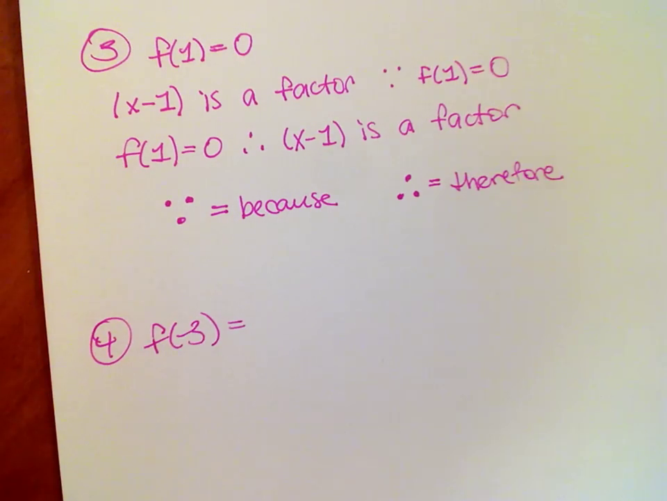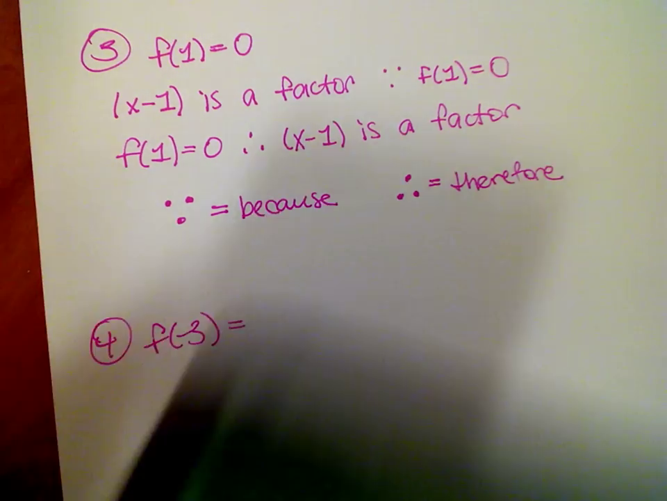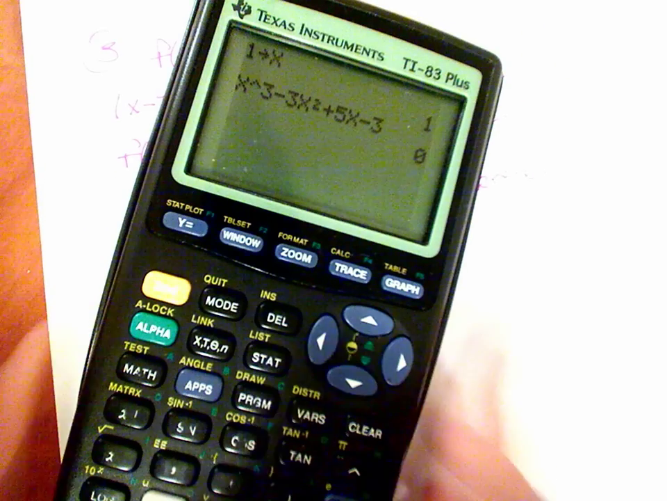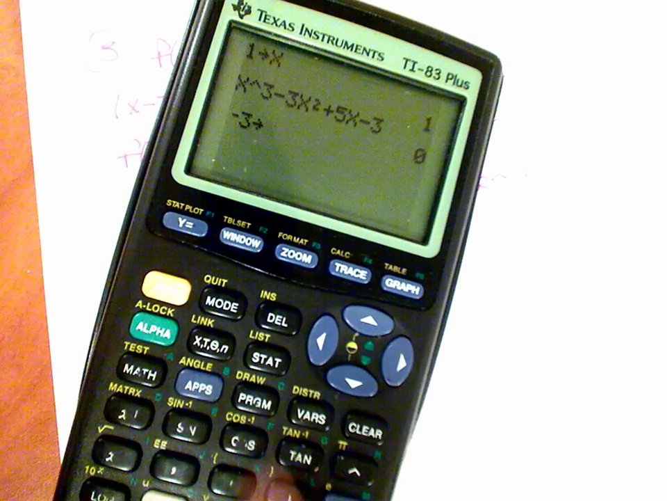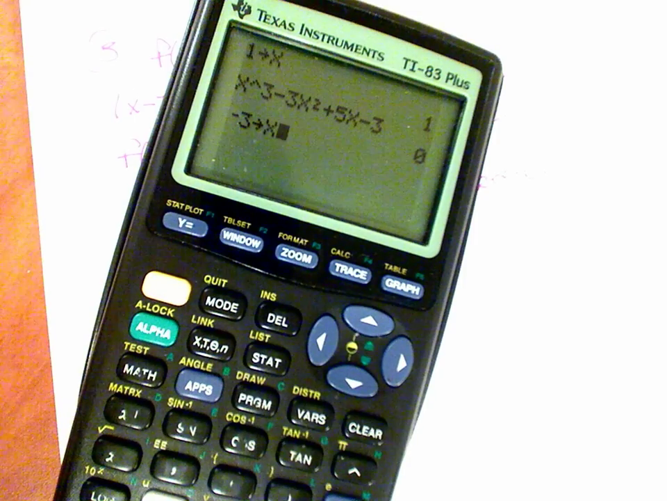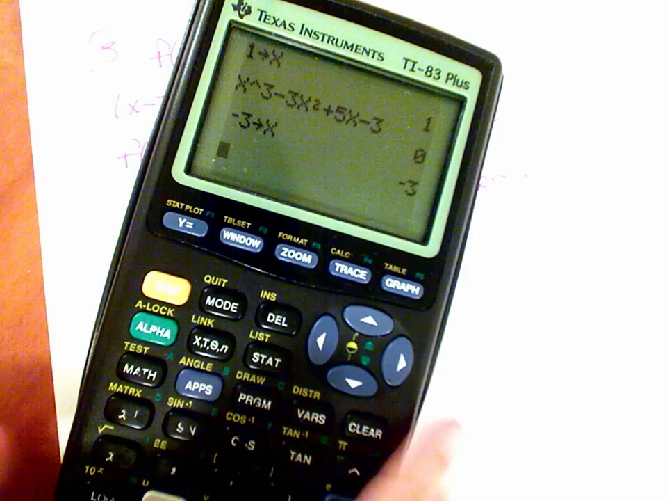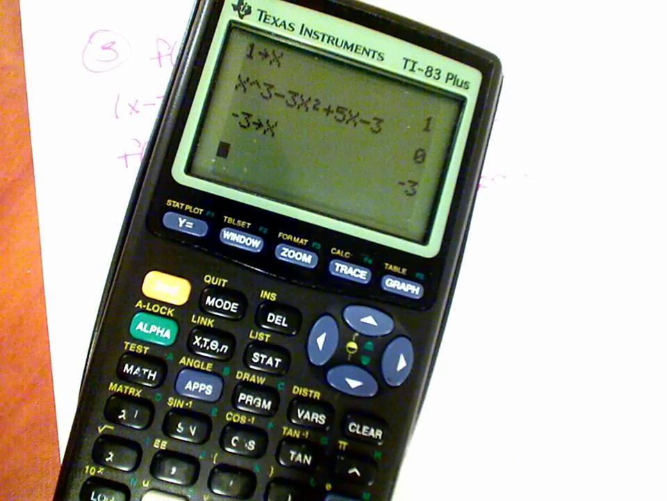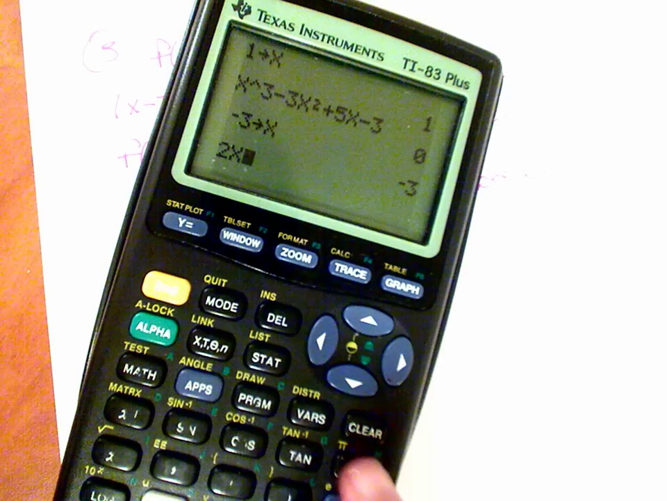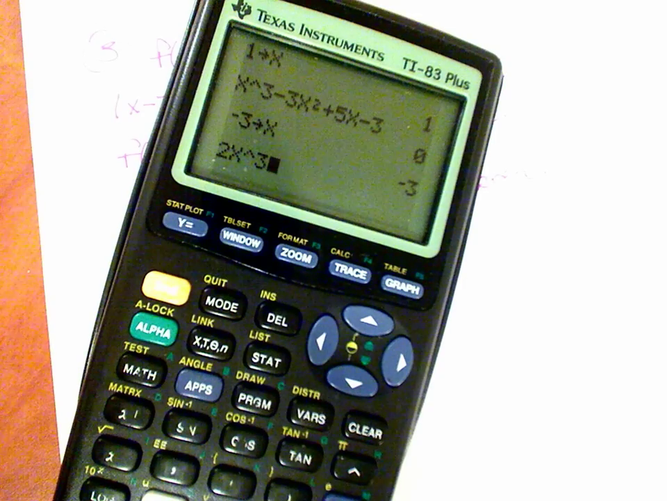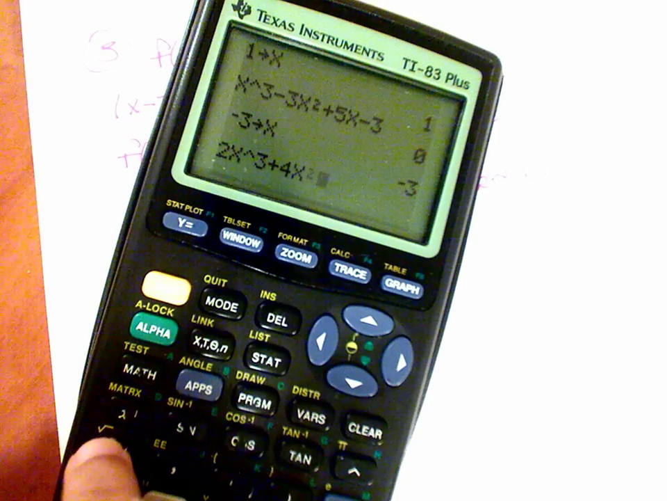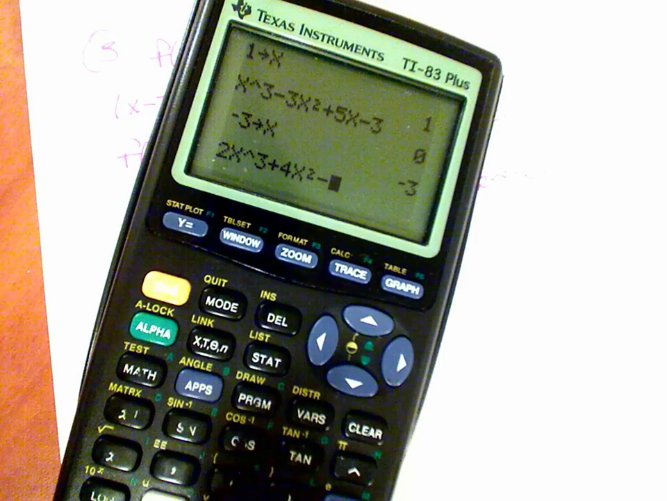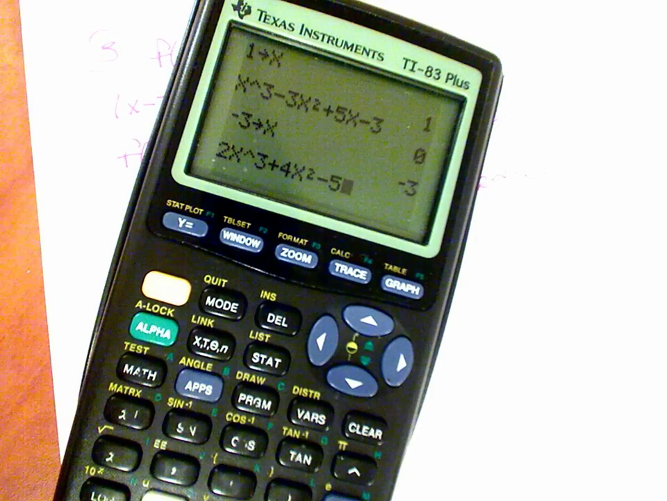So we're going to store negative 3 in our calculator. So type in negative 3, store as x, and then hit enter. So now negative 3 is stored for x in our calculator. So now let's type in the function. So 2x cubed plus 4x squared minus 5. And we get negative 23.